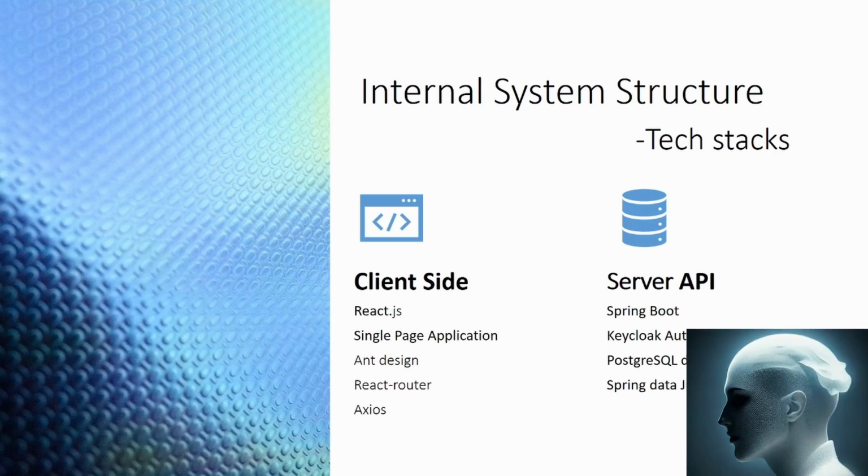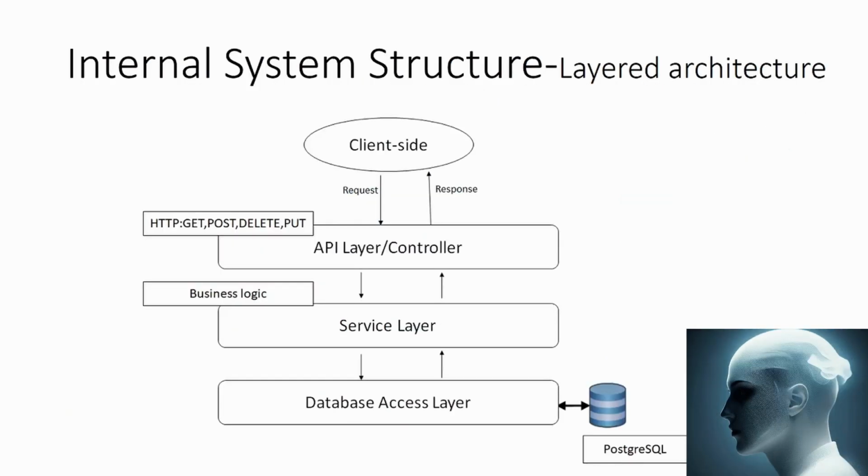So how do all the pieces work together? Let's take a look at this picture. When users land on the view page, they can send a request to the server, which starts from the control layer. The control layer will receive all the client requests and then call the method from the service layer. The service layer will call the method from the database access layer.